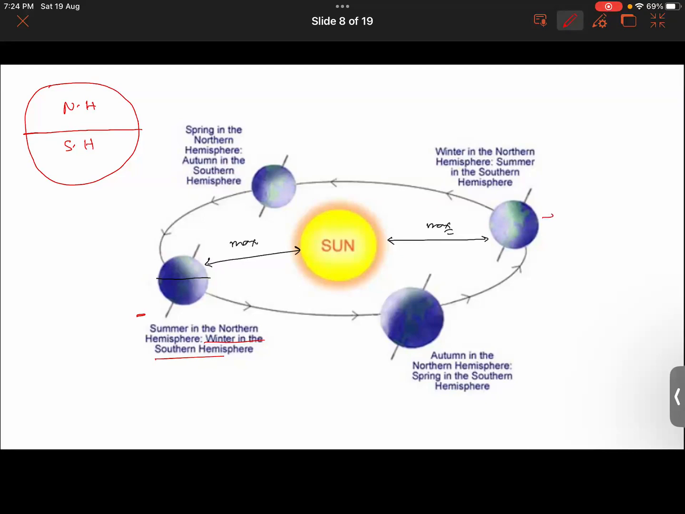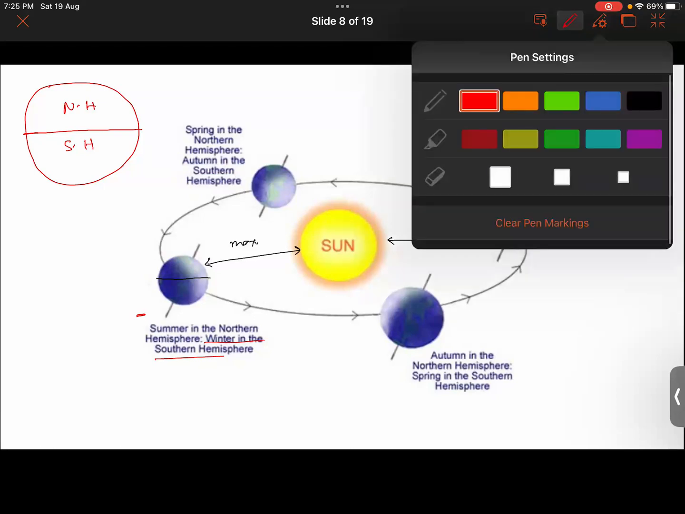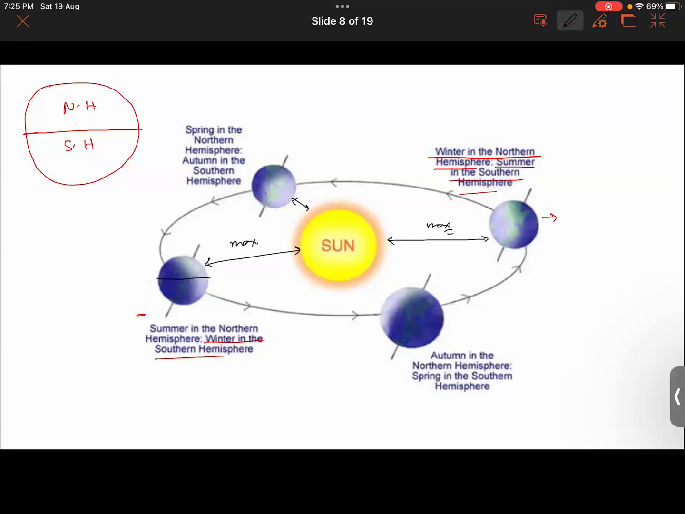Now look at this one here. Here, winter will be there in the northern hemisphere, while summer will be there in the southern hemisphere. Just keep on adding the points. We will come to the conclusion in a moment. Then look at this position here. Isn't Earth close to the Sun here? So this part of Earth where there will be summer will be receiving much more insolation. Since it's closer to the Sun, the days are going to be longer. Same is for this one as well.